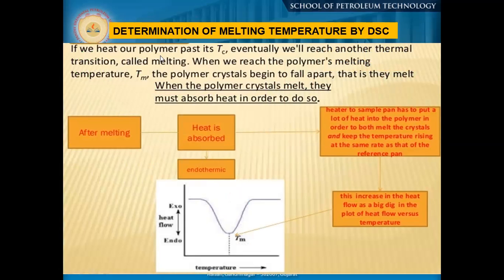If we heat our polymer past the crystallization temperature Tc, eventually we will reach another thermal transition called melting. When we reach the polymer's melting temperature Tm, at this point the polymer crystals begin to fall apart. That is, they melt. When the polymer crystals melt, they must absorb heat in order to do so. So we discussed crystallization and melting. Melting means your structure is completely changing from one structure to another, so you require much heat input into the system so that it will completely break.